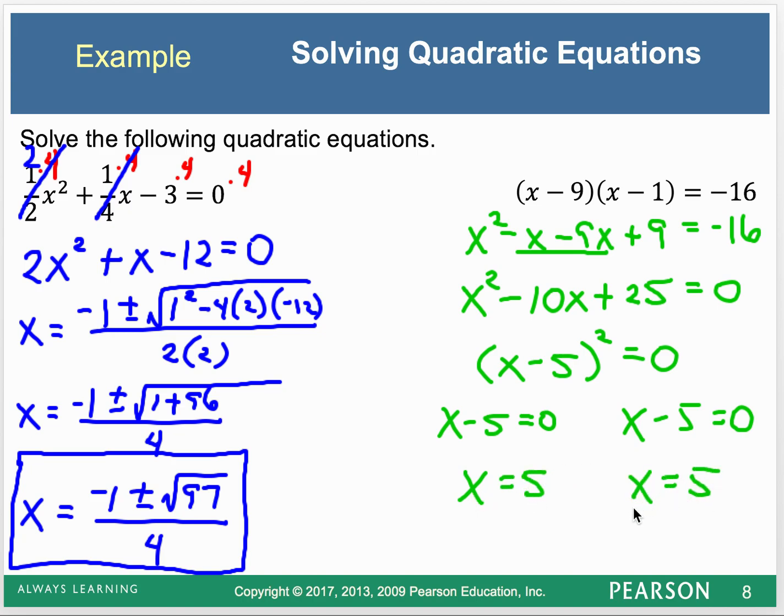Now, notice it's the same number, but I still have 2 solutions. I don't have to write it twice as my answer. I can just write x equals 5, but I do have 2 solutions where x is 5.